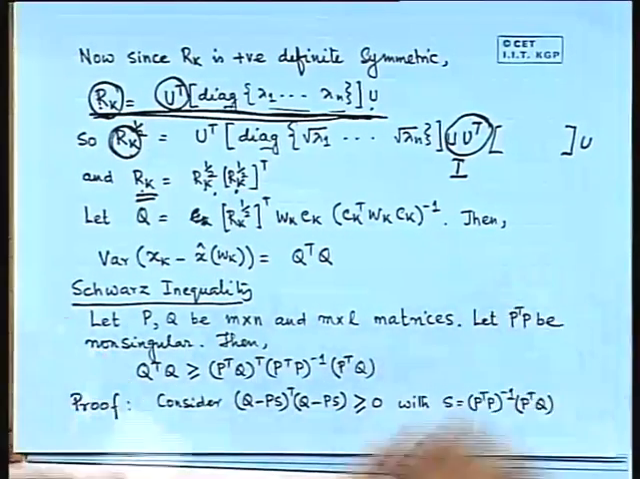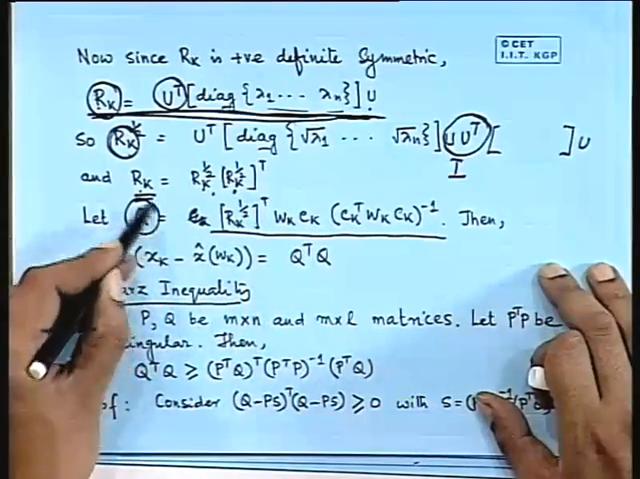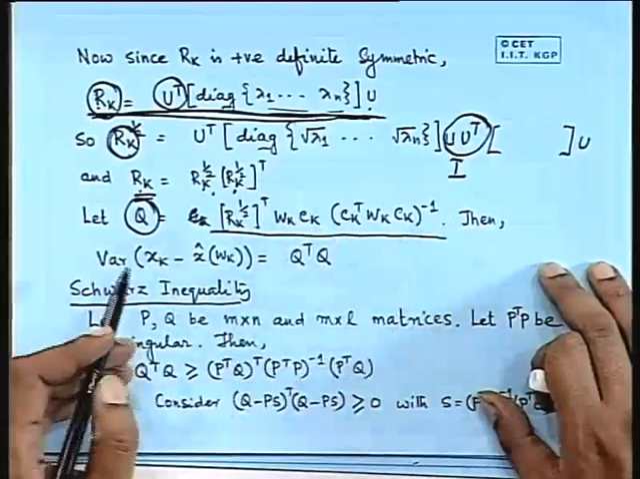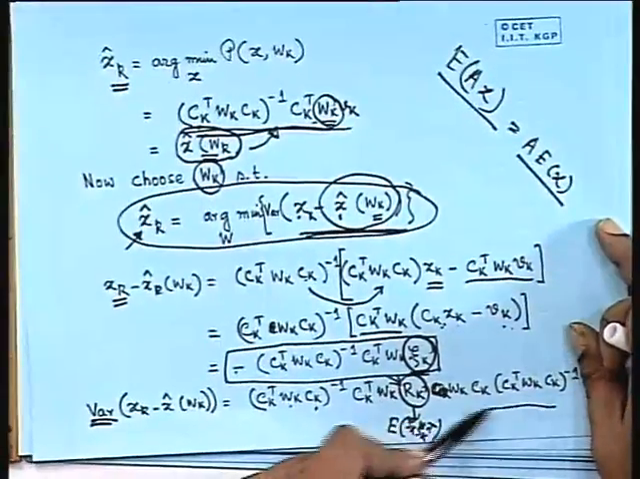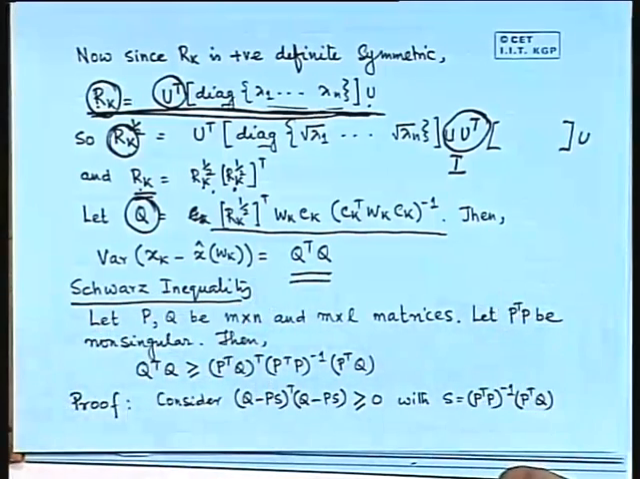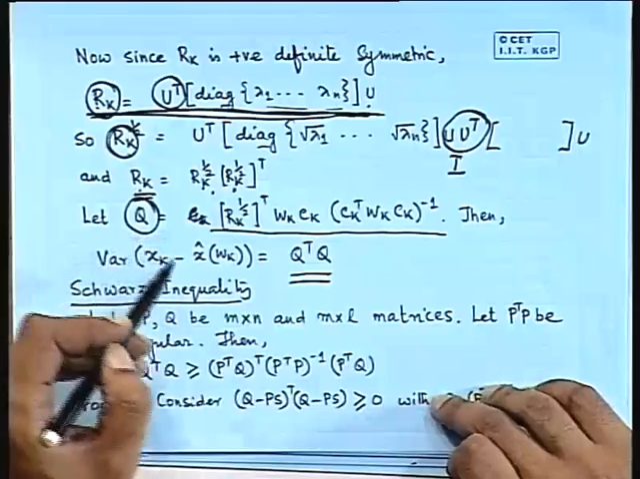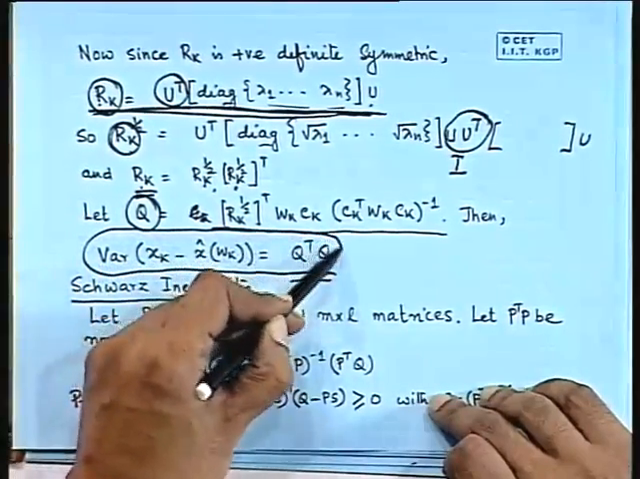Why do I want to do that? Because if I choose it in this form, and call Q this matrix, RK to the power half transpose WK CK, then this whole complicated expression becomes equal to Q transpose Q. This is why I took all the trouble of breaking up, then doing the root, etc. All this trouble was done because the final variance can be expressed as Q transpose Q.